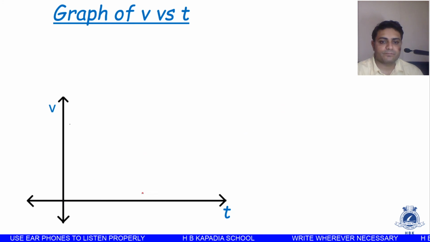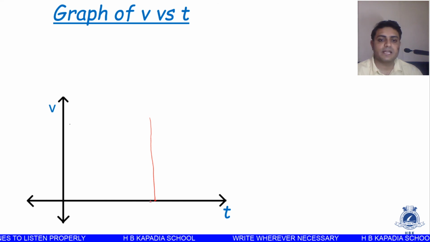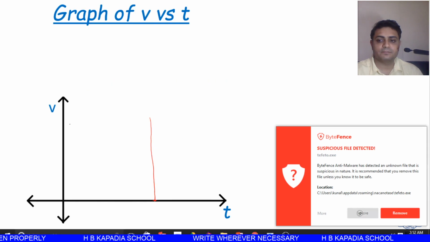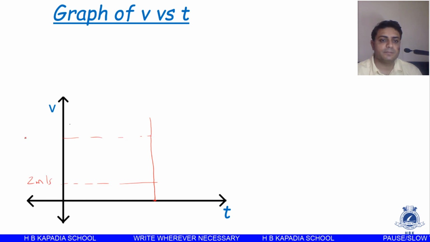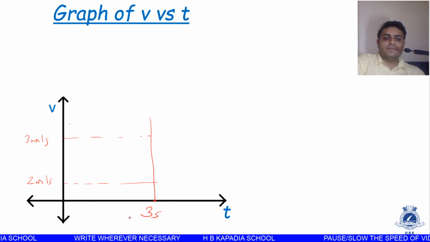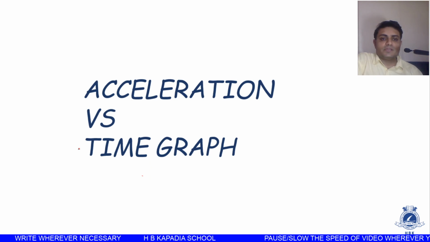Now imagine a graph like this. Such a type of graph is never possible. Why? Because this graph suggests that the velocity is changing while the time is constant. Initially the velocity is, suppose, 2 meter per second. After some time the velocity becomes 3 meter per second, but the time is remaining constant somewhere over here. Like if the time is 3 seconds, then the velocity is changing but the time is remaining constant. Such things are not possible. Time cannot remain constant. So that was enough for the graph of velocity versus time.